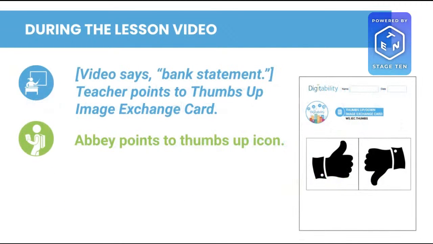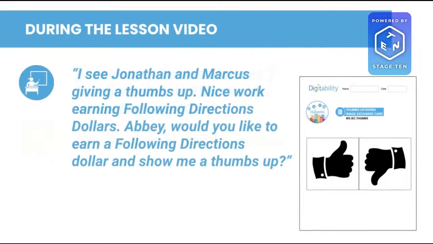Alternatively, the teacher could use a visual and gestural prompt. Digitability provides print-ready visuals and digital files that can be used for this section of the lesson plan. The teacher could combine the use of visual and gestural prompts along with a verbal directive, such as, "I see Jonathan and Marcus giving a thumbs up. Nice work earning a following directions dollar. Abby, would you like to earn a following directions dollar and show me a thumbs up?"